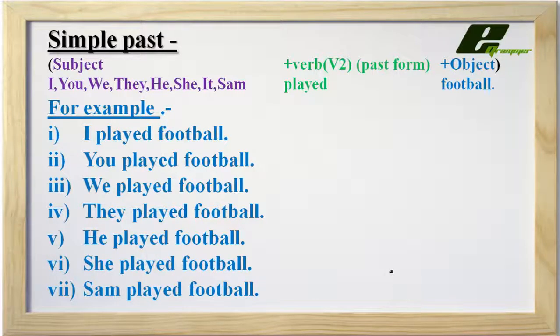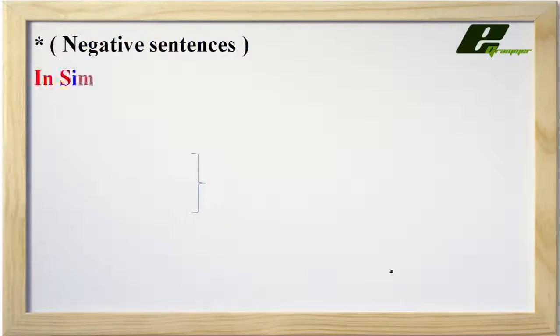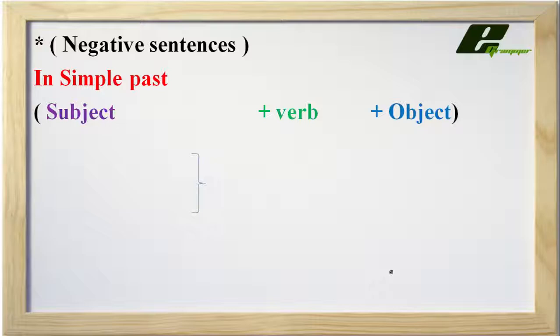Understood? Now see some negative sentences in simple past tense. What I have done here, I have written the same formula of simple past tense. Have I written the same formula? No. So what's wrong in that? Subject plus verb plus object. But what our formula tells us is subject plus verb two plus object. But I did not write verb two here.